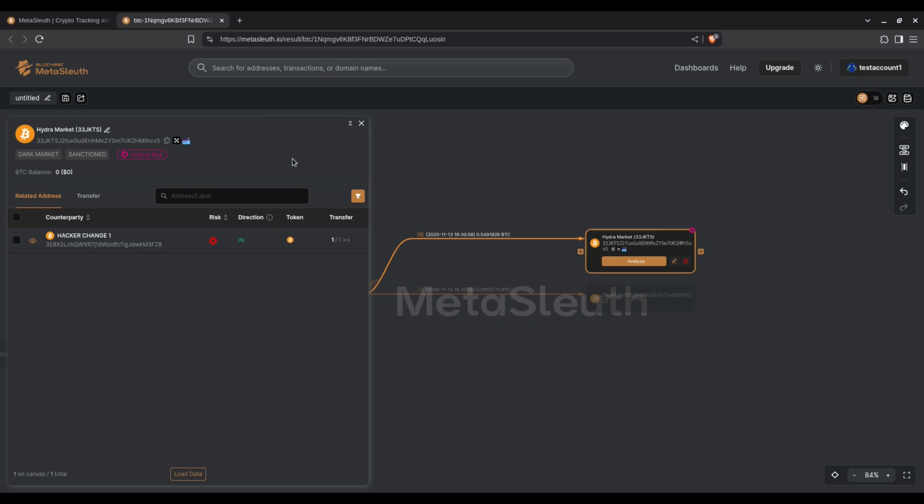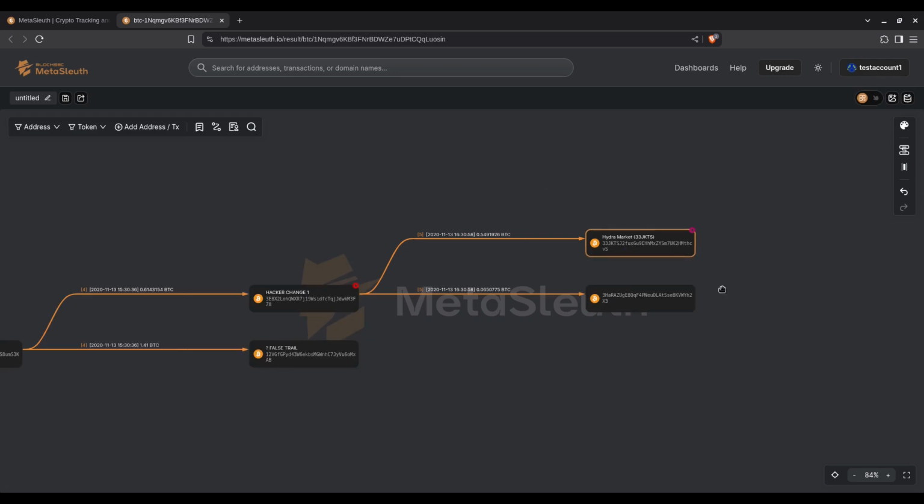Should we click the plus icon again to follow the funds through Hydra? No, never. This is a big misconception. When funds are deposited into a service like a darknet marketplace or an exchange, control of the funds is given to the service. We can't know what happened to the funds after that. It might be the hacker, it might be someone else, or even a delay of months before further movement. Therefore, we never trace funds through services. We'll dive deeper into this topic later, but for now, let's focus back on the change address.